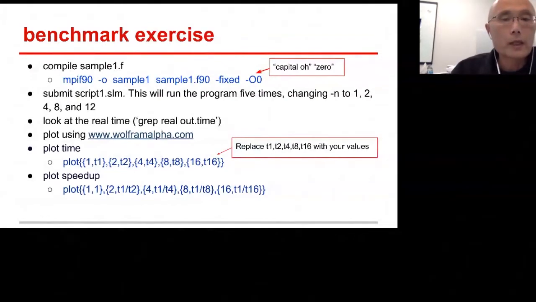We'll just go back here. So one is the actual time, and the other one is the speed up. They're in comparison to the time it took to run with one processor. Okay. So can you compile a program, submit it, and then plot the time?